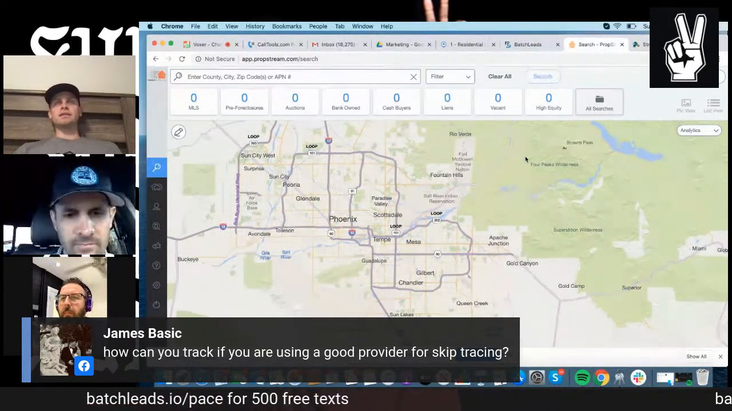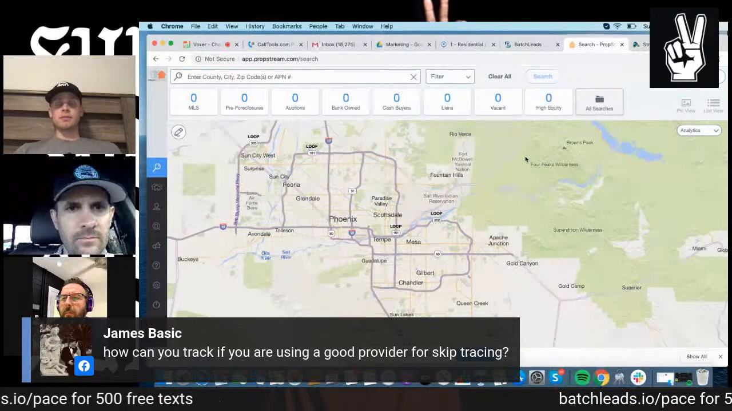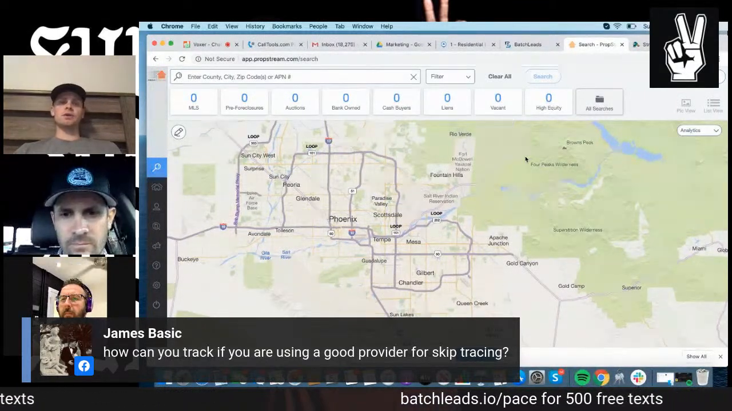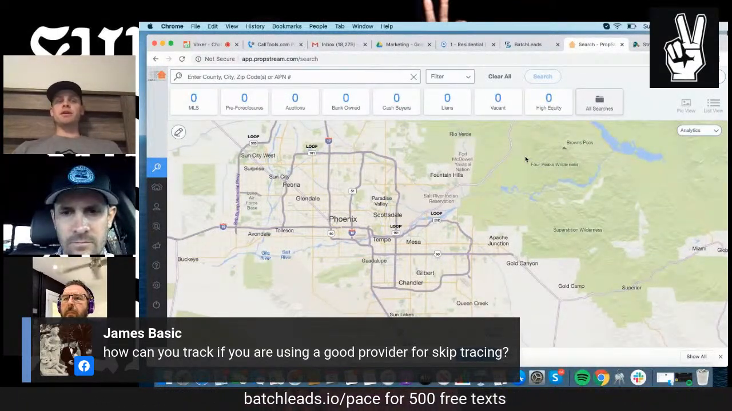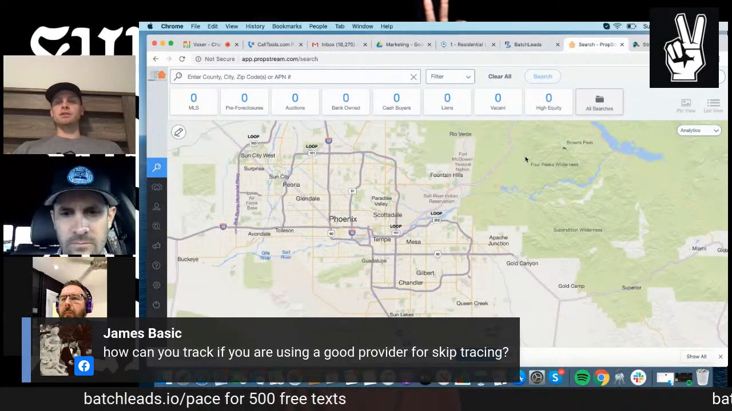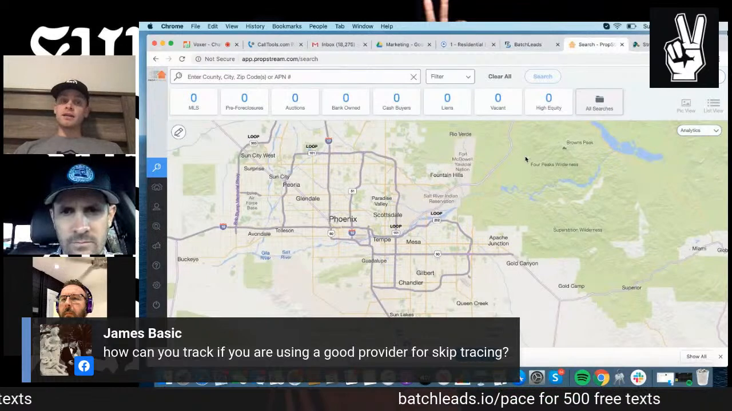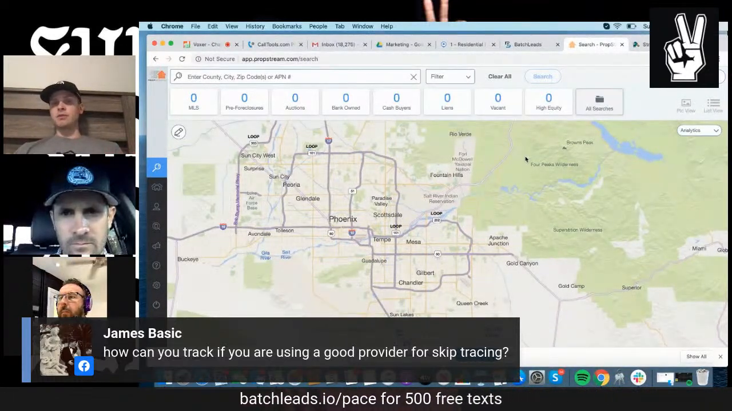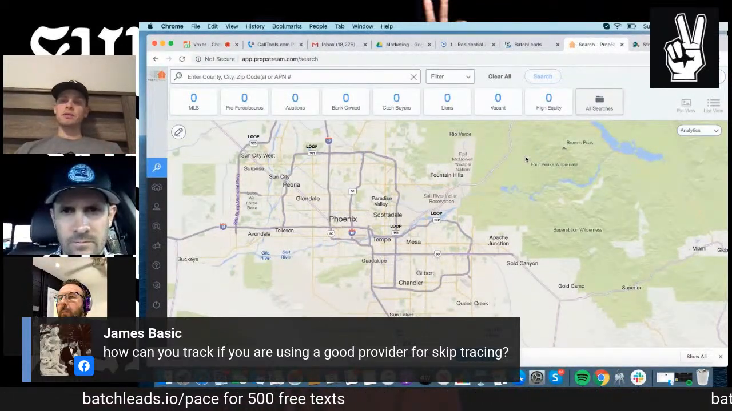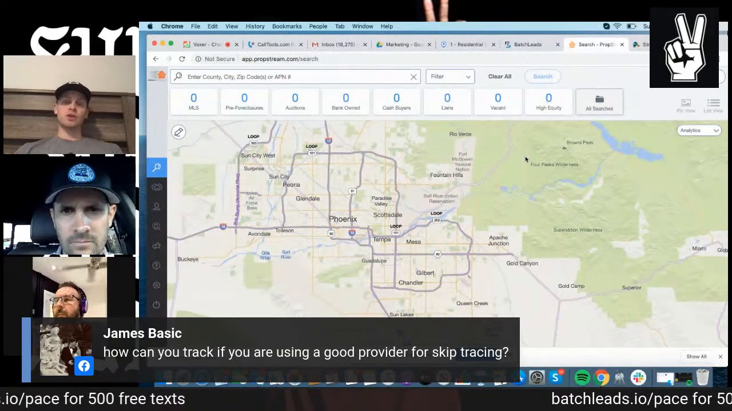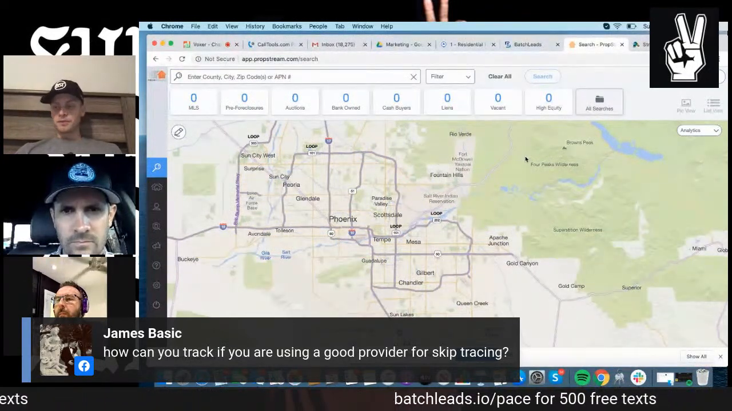If, even after using good data providers, you can't get access to their information, that's probably a good person to go door knock or to send a mail piece to, because if you can't reach them with good data, that means other investors probably can't reach them with good data. So that's probably a good person to mail to or door knock, because no one else is able to get a hold of them.